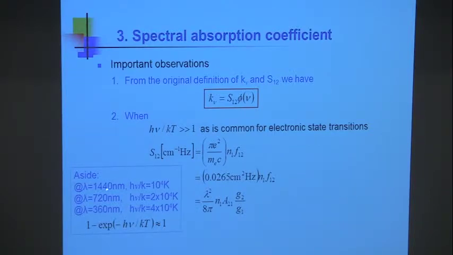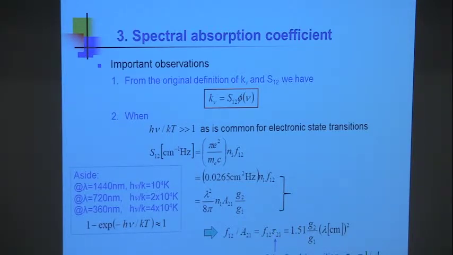So here's an example. If you're at a wavelength of 1.44 microns, that's 1,440 nanometers, h nu over kT is 10 to the 4th. So you can see right away why frequently you can neglect the induced emission term. It's 1 minus this term, so this term is typically really small. In this limiting case, you can find relationships between f and A. For example, the relationship between the oscillator strength and A is nothing more than a number times the ratio of the g's in wavelength in centimeters.